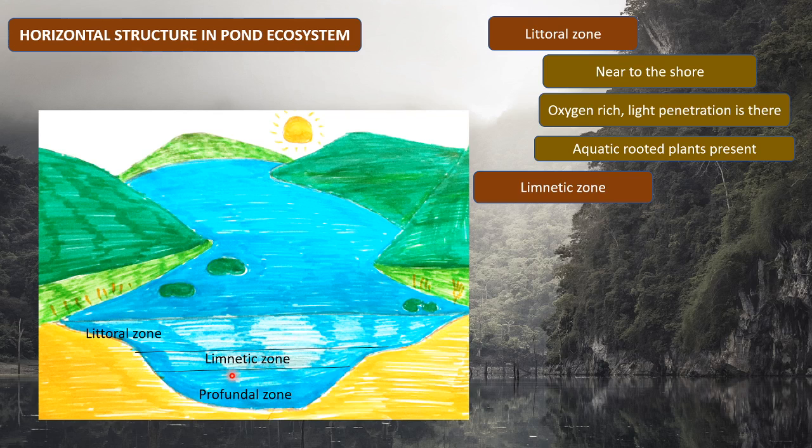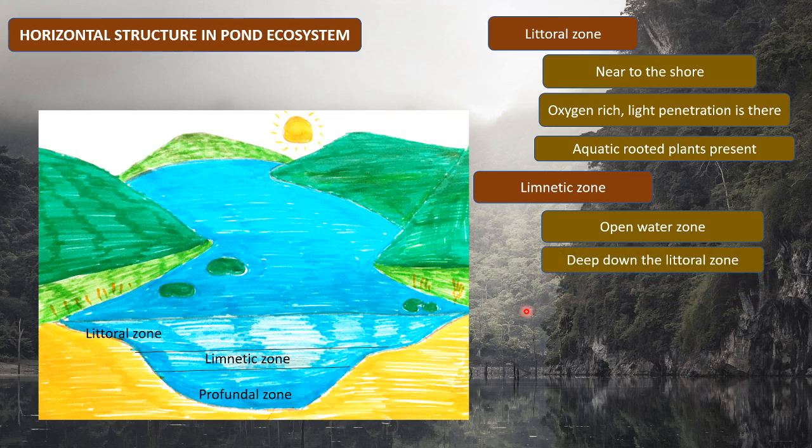Now let us understand about the limnetic zone. The limnetic zone is the open water zone. The open water that you see between the littoral zones is the limnetic zone. So this is also littoral zone, and this is also littoral zone, which is near the shore, and between these two, a little deeper, there is the limnetic zone present.